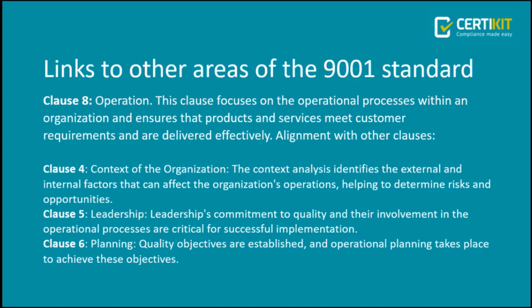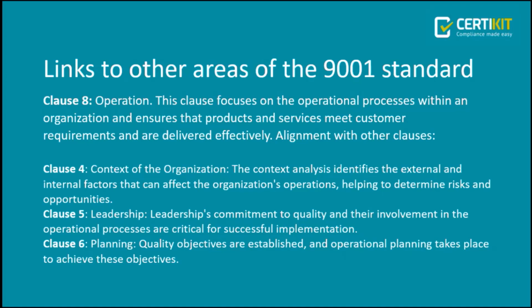Clause 5, leadership. Leadership's commitment to quality and their involvement in the operational processes are again critical for successful implementation. It does state in Clause 5.1 that the top person of the company, the CEO, the MD, the chairman, has overall responsibility for the management system. It's not the quality manager, it's not the information security manager, it's not the health and safety manager. The CEO, MD, or the chairperson has ultimate responsibility. So therefore, they have an impact upon Clause 8.